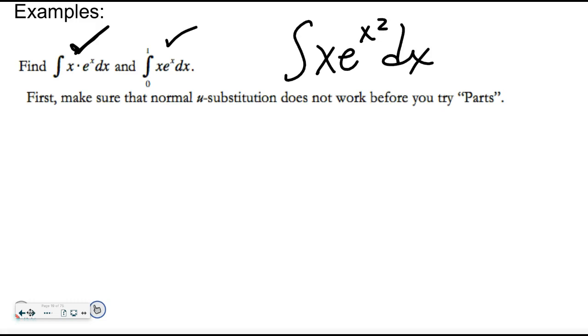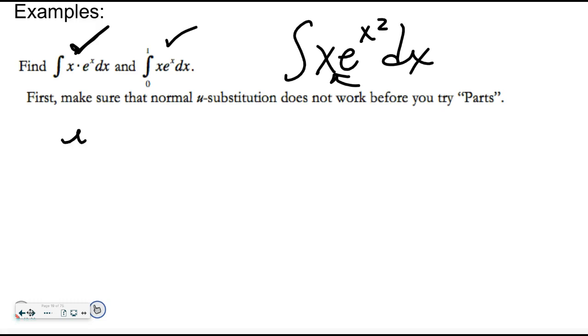But who's always your go-to? U sub. You always try it in your head first, and 7 out of 10 times it's the winner. This chapter's about when it's not, but do you think I'm just going to still throw some of this at you? Yeah, because that's the most important technique there is, okay? But right here, u sub fails, so then I wanted her to go, oh, by parts, right?